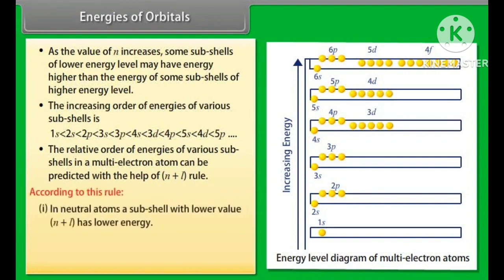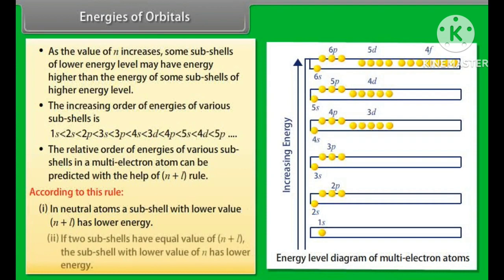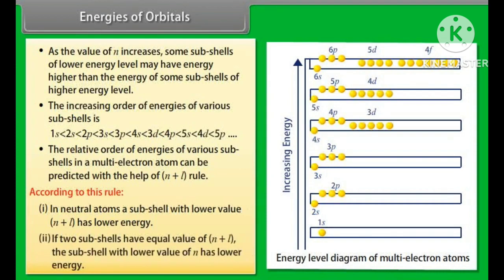According to this rule, number 1, in neutral atoms, a subshell with lower value of n plus l has lower energy. Number 2, if two subshells have equal value of n plus l, the subshell with lower value of n has lower energy.